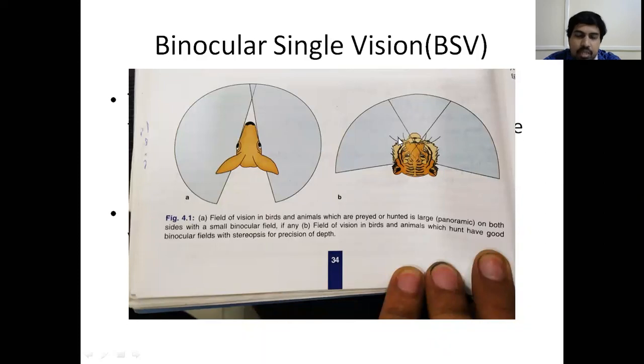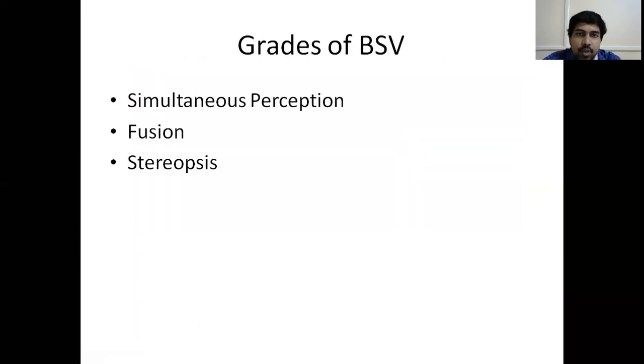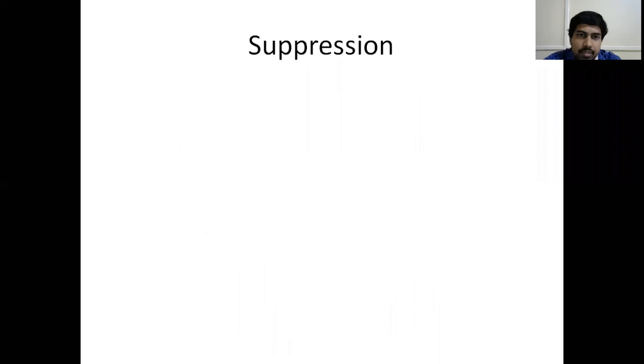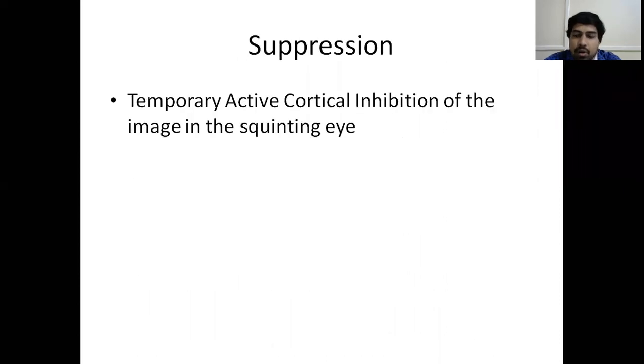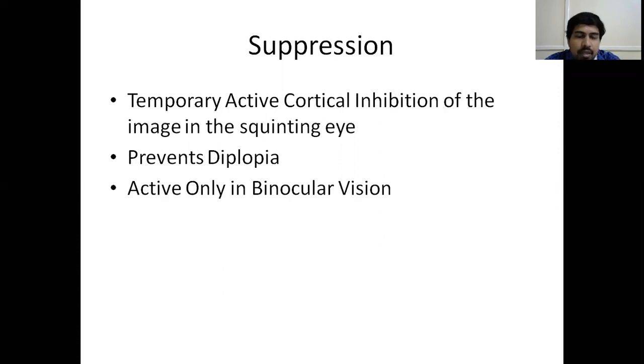To prevent that confusion, there is a phenomenon adopted by the brain known as suppression. Suppression is an active cortical inhibition of the image in the squinting eye. It prevents diplopia, or double vision. It is active only in binocular vision, only when binocular vision is present.